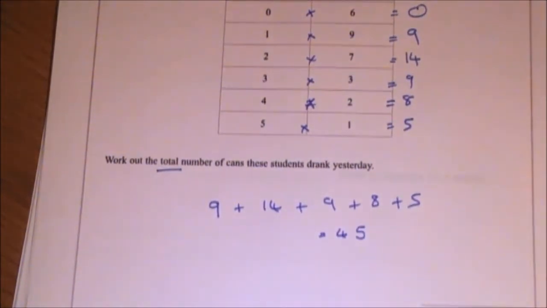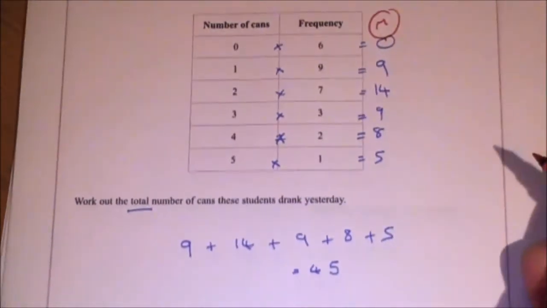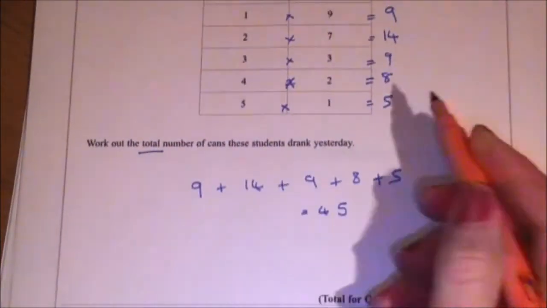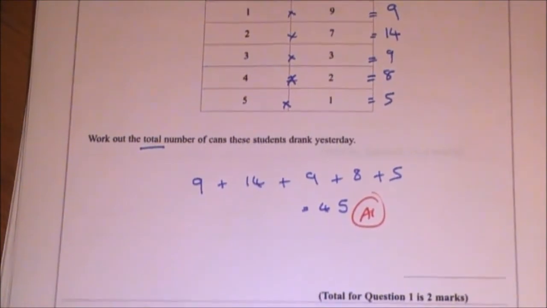Now this is a calculator paper. You do not need a calculator to add those together, but if it's a calculator paper, you may as well. With regards to marks, you get 1 mark up here for showing an attempt to multiply the number of cans by the frequency, and then down here you get an accuracy mark for getting the right answer.